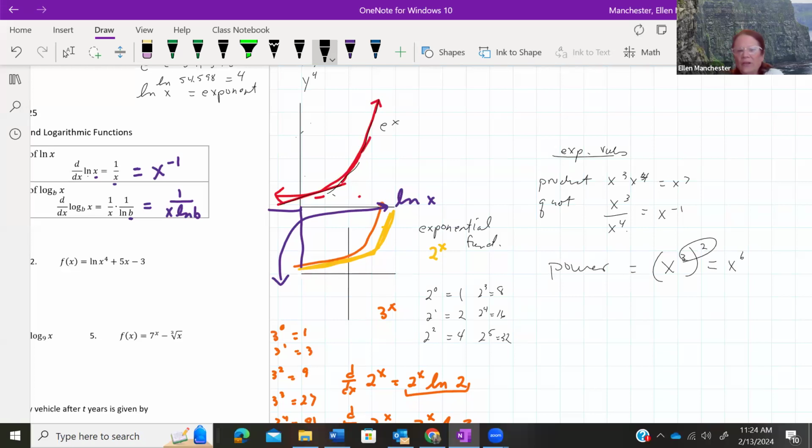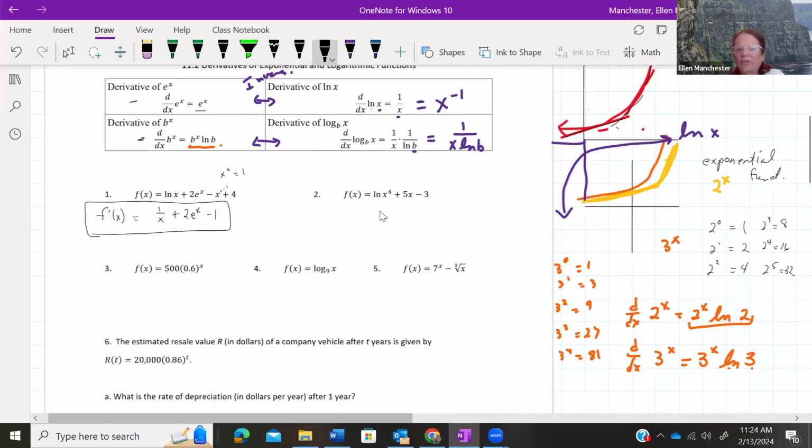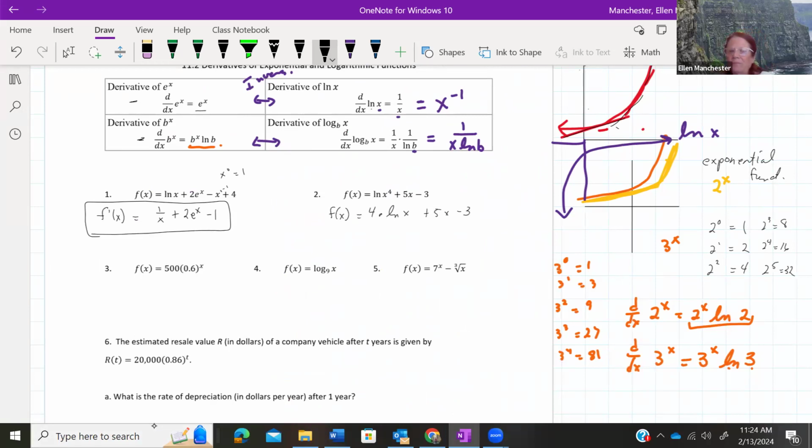Okay, so since a log and an exponent are the same thing, the rule still applies. This is an exponent on an exponent. This is my power rule. So what I'm going to do is rewrite this as 4 times ln of x, and then just keep writing. So I take this 4 and I drop it to the front because it's an exponent on an exponent.